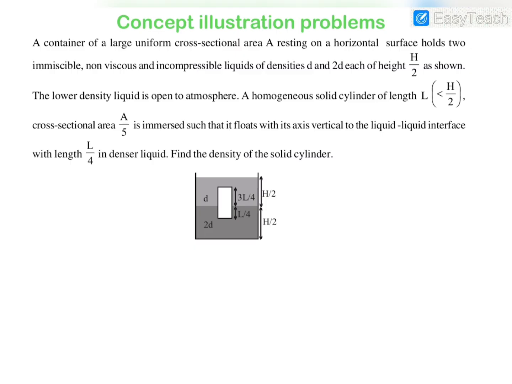So what we'll do, we'll say that the buoyancy acting on the solid due to the first liquid as well as the buoyancy acting on the solid due to the second liquid will be balancing out mg. And this is due to the fact, if you are thinking that why the liquid 1 is applying an uplifting force on this solid as its base is in the lower liquid, so this is a genuine question.